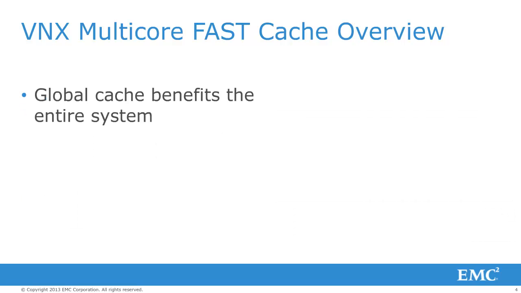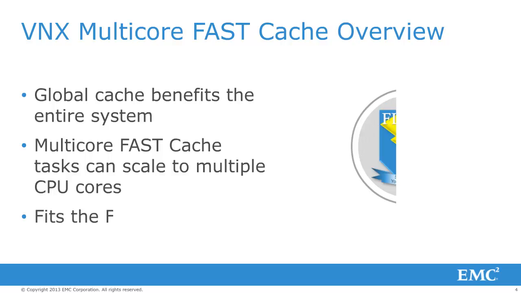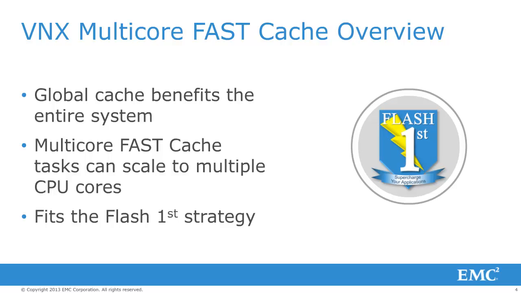Multicore Fast Cache is a global resource that provides performance benefits to the entire system. When flash drives are configured in RAID groups or pools, they can only provide performance enhancements to those groups and the LUNs contained in them. When the flash drives are allocated to Multicore Fast Cache, all LUNs on the system have the ability to utilize them. Multicore Fast Cache can also utilize multiple CPU cores on the new VNX series. Multicore Fast Cache also fits the EMC flash first strategy.